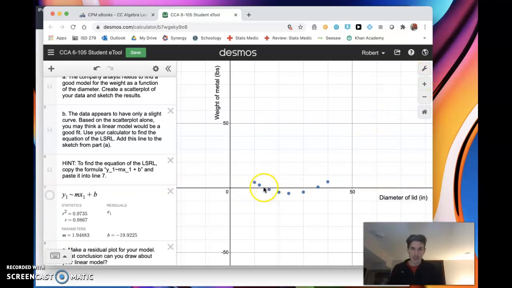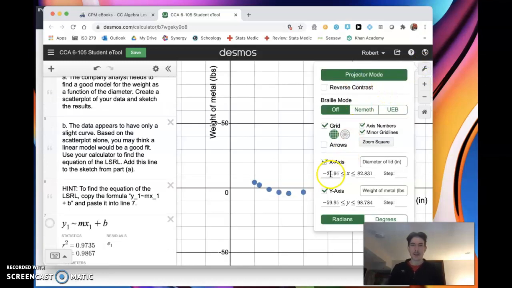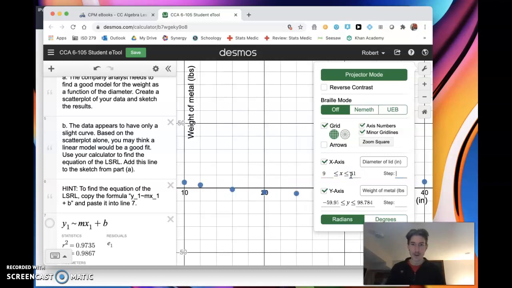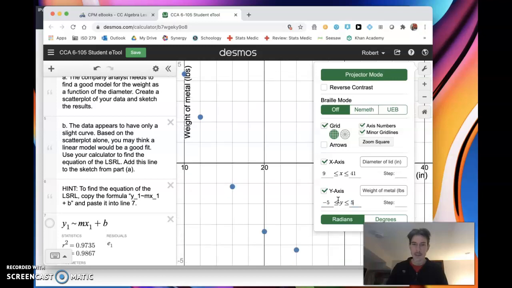Now, it looks like we go from like 10 to 40, and then where do we go? From like 4, and then let's see, -4. So I'm just going to adjust this and really make this, I think, pretty obvious. Let's go from like 9 to 41. And then from -5, and I'm just going to try to eliminate all the possible confusion for you guys.